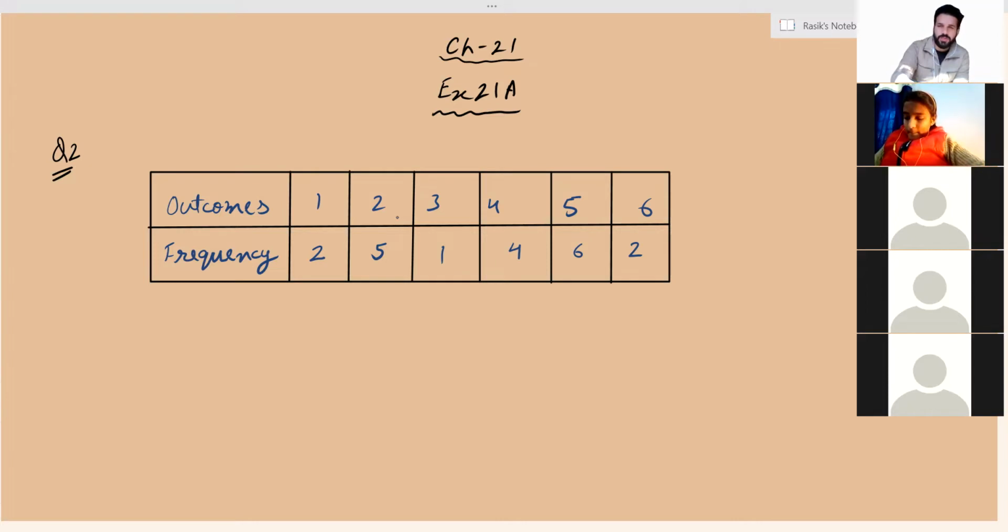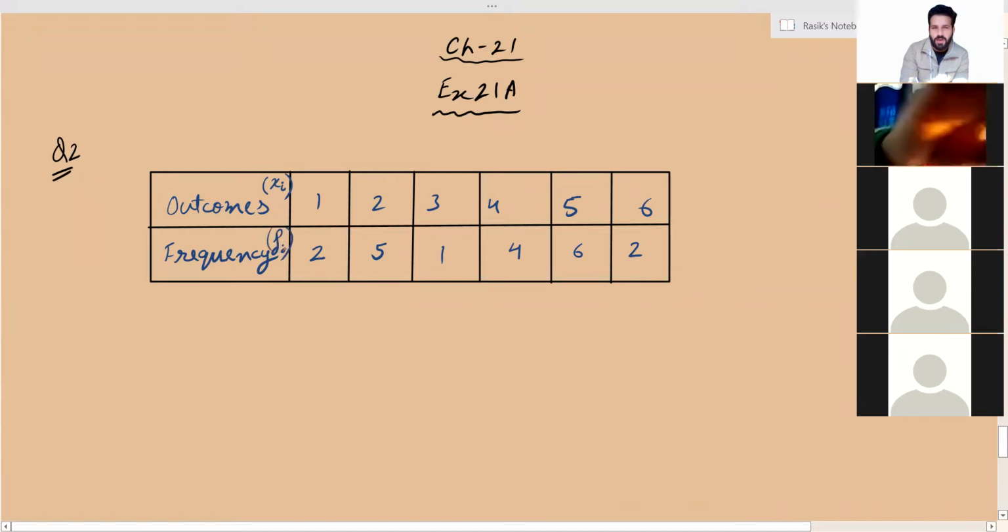One more thing, all of you: observations are generally represented by the symbol xi, and frequencies are denoted by the symbol fi. The i is very small here; it is known as a suffix. So xi is observations, and fi is frequencies. Question 3 you all will be doing in homework.